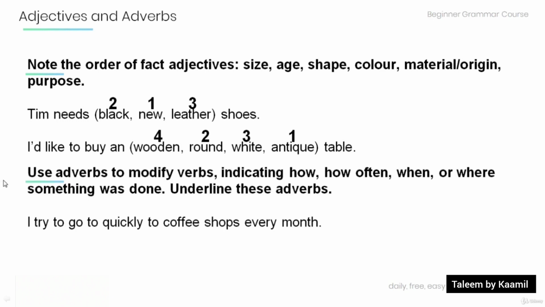And remember that we use adverbs to modify verbs, indicating how often, when, or where something was done. Read the following sentence and underline these adverbs. I try to go quickly to coffee shops every month. Quickly.